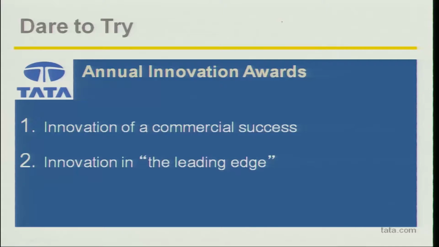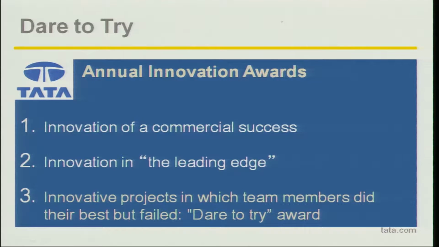The second category is innovation in the leading edge, innovation in something that is perhaps like a breakthrough design, something very, very leading edge, very new, trailblazing kind of thing. That's the second category. Now the third category is very interesting. It's called innovative projects in which team members did their best but failed. A Dare to Try award, right?